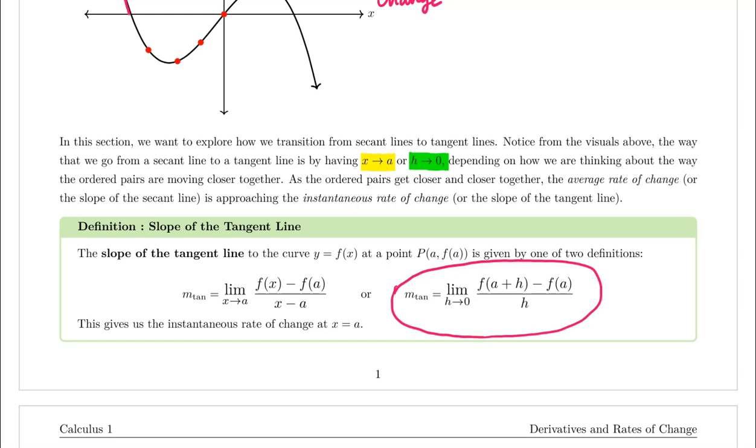Both of these give us the instantaneous rate of change at a specific x value, which we are calling a. a could be any number like 2 or -7, and that is where we are finding the instantaneous rate of change, or the slope of the tangent line. So let's go ahead and look at an example.